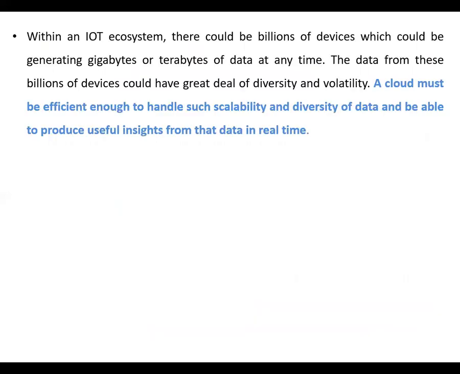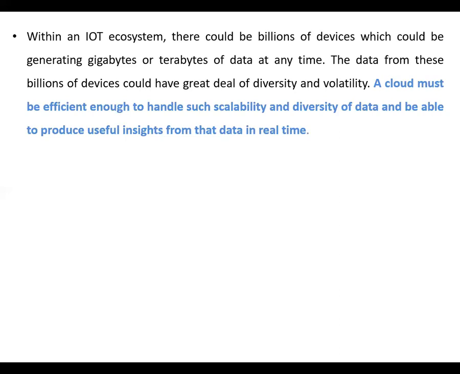So within an IoT ecosystem, there could be billions of devices which could be generating gigabytes or terabytes of data at any time. So we know that in IoT we are facing huge amounts of data, the big data. The real sense of the big data we can envisage in IoT system. When the sensor is sensing and sending data every second, and you have 100 sensors, let's suppose, then you can imagine how much data would be there.